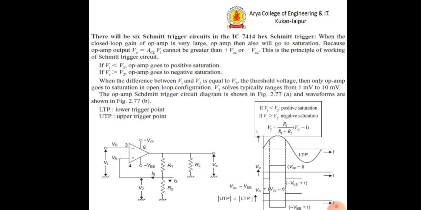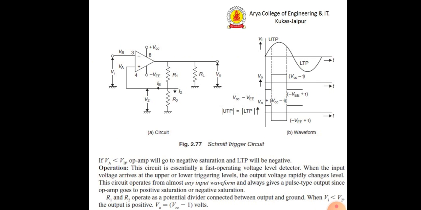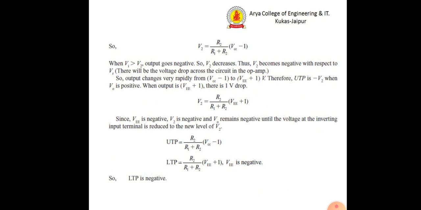So, the upper trigger point UTP is equal to R2 upon R1 plus R2 into Vcc minus 1. The lower trigger point is equal to R2 upon R1 plus R2 into VEE plus 1, and here the VEE is negative. These equations are written at the bottom of the slide, which you can see.